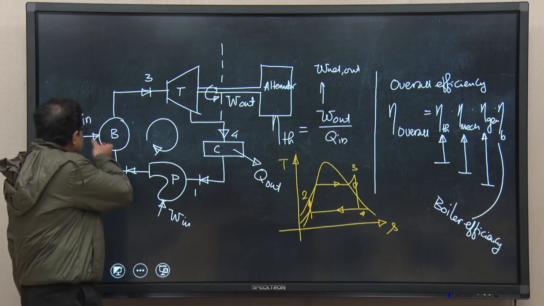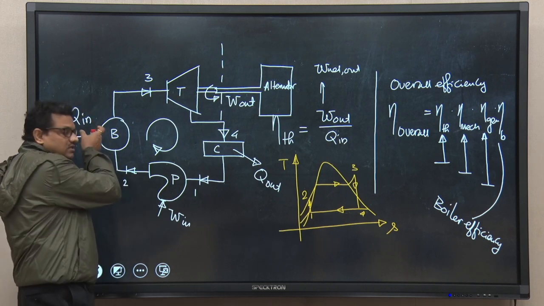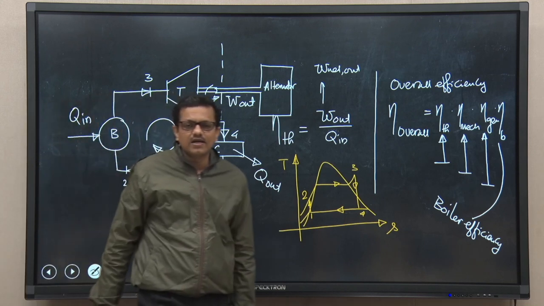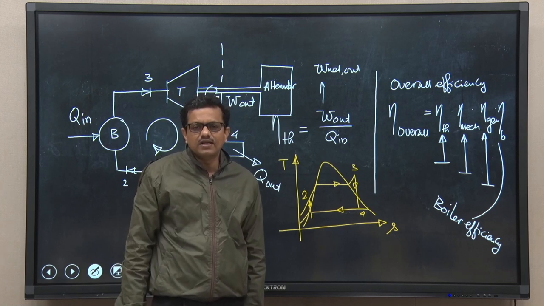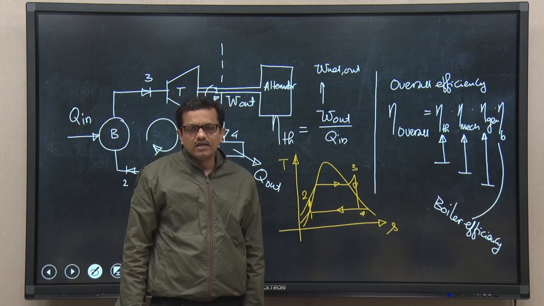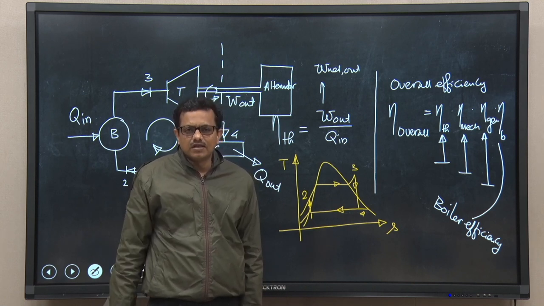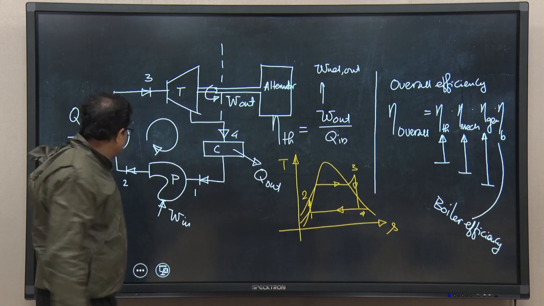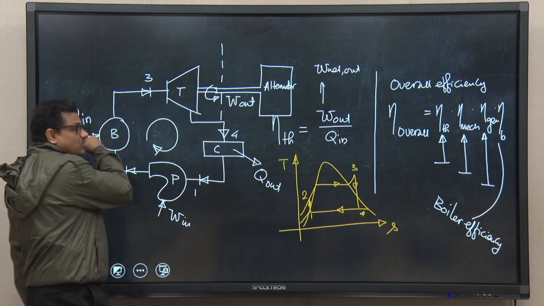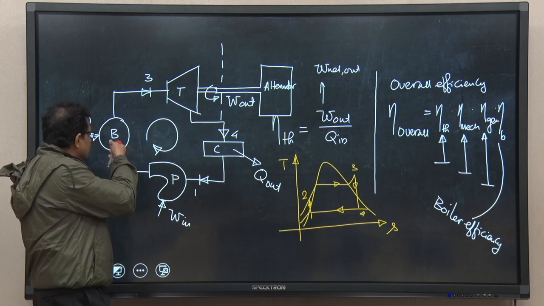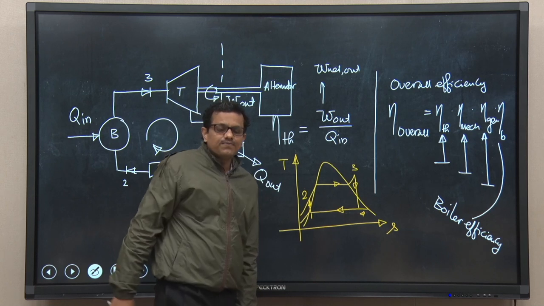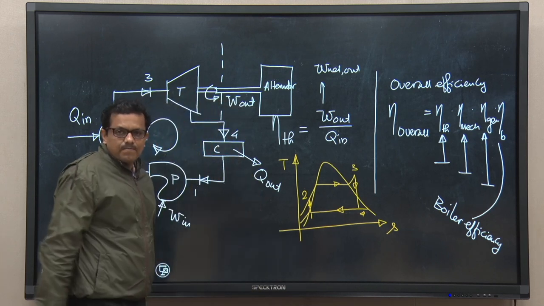Now, if we look at the schematic diagram along with the corresponding TS diagram, what can we observe? You know that we are supplying Q in. This is the amount of energy we supply in the form of heat, and that comes from the combustion of coal, if it is a coal-fired boiler. If it is a diesel-fired boiler, then this energy will come from the combustion of diesel. Whatever the case, we supply some amount of energy in the form of heat, and at the cost of that input energy, we get some amount of energy recovery.